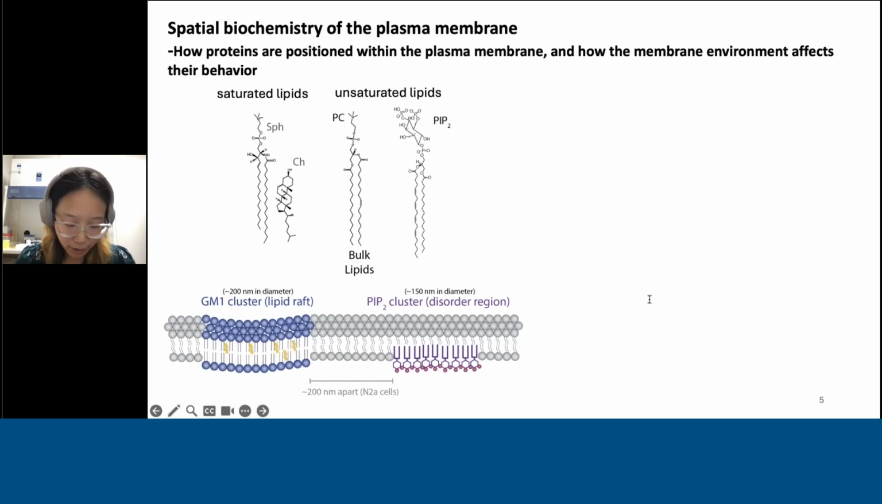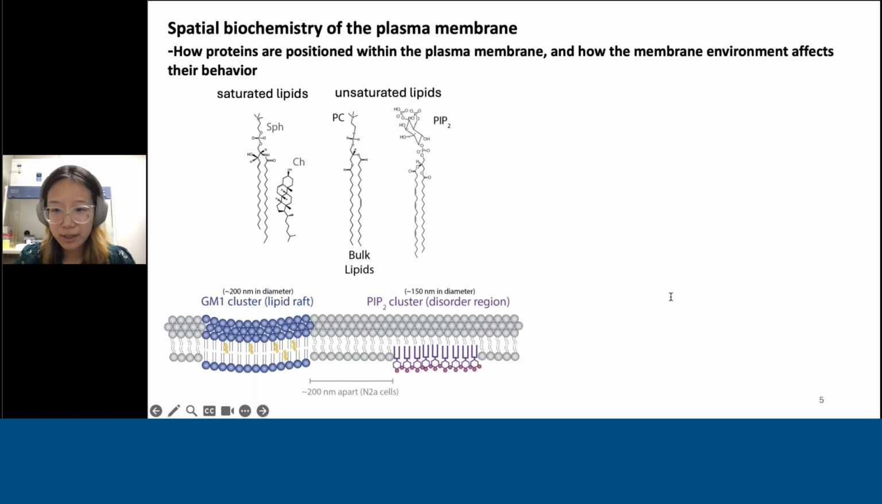As all of us know, the plasma membrane is highly heterogeneous, with lipids differing in properties like saturation levels and acyl chain lengths. And this variation leads to the formation of specialized clusters, such as lipid rafts and PIP2 domains, as shown here. Lipid rafts are ordered microdomains enriched with cholesterol and saturated lipids, while the unsaturated PIP2 lipids cluster positively charged proteins within the disordered region.